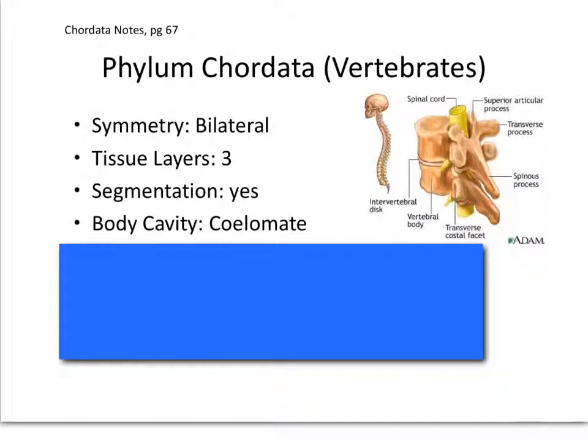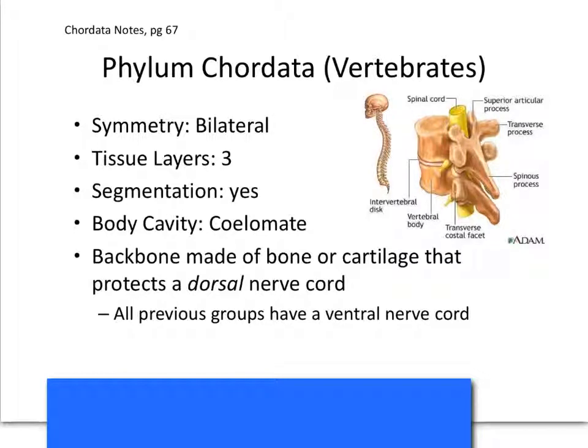So first of all, their vital characteristics, just like you would expect because of all the things that they are more advanced than. We're working our way up. These guys have bilateral symmetry, 3 tissue layers. Are they segmented? Of course they're segmented. Why wouldn't they be? They do have a true body cavity. And then what's different about these guys is they have a backbone made of bone or cartilage that protects a dorsal nerve cord. So that's different here. Everything else has had a ventral nerve cord up till now. But now that we have a spine along the back, which helps us with movement, that's a really good place to keep our nerve cord because it's protected.